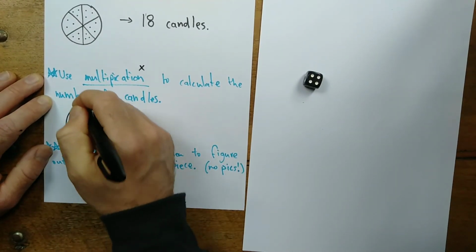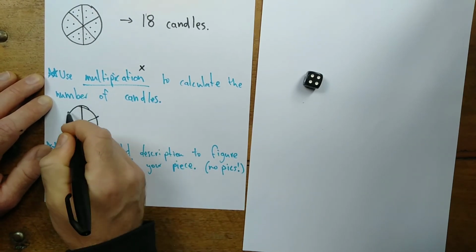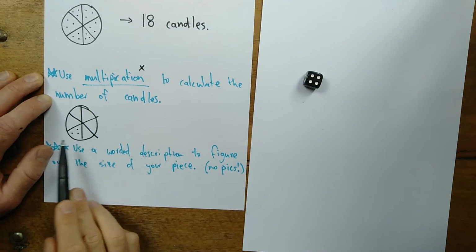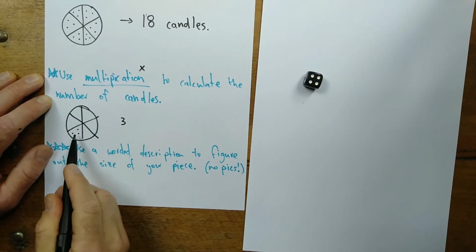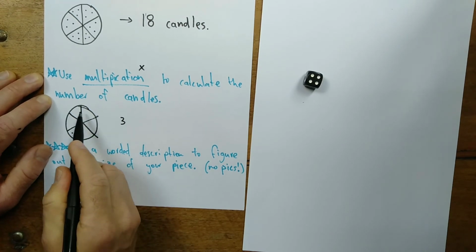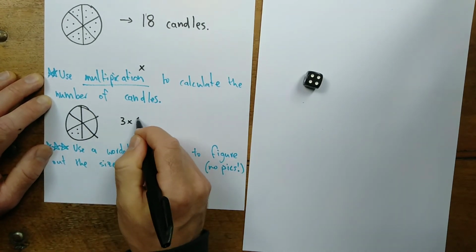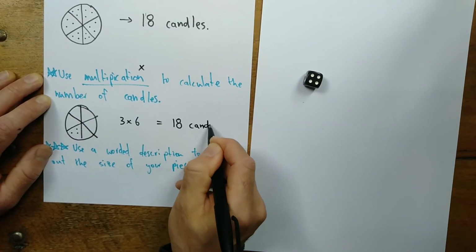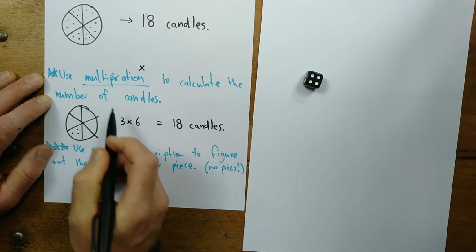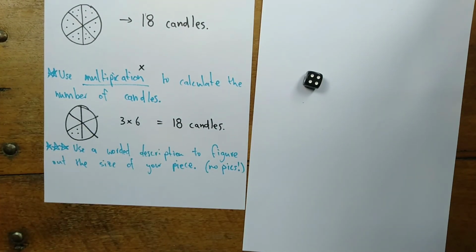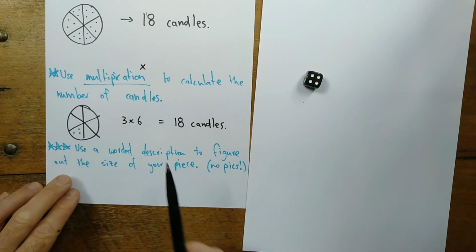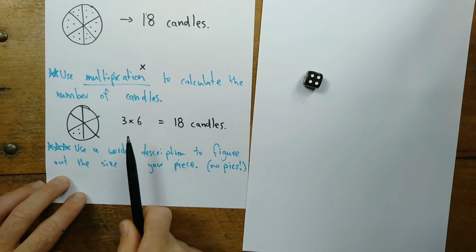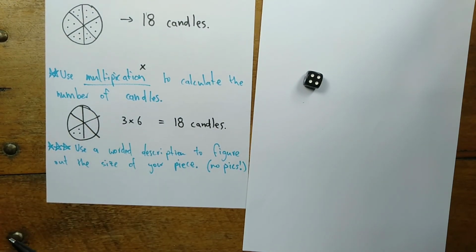So you might be given the same situation. 1, 2, 3 candles. But instead you'll say, all right, there are 3 candles on this piece, and there are 1, 2, 3, 4, 5, 6 pieces. So 3 times 6 gives you 18 candles. So that's using multiplication to arrive at that answer. I would encourage you at level 2 not to draw all the candles in, but rather just to use that multiplication strategy.